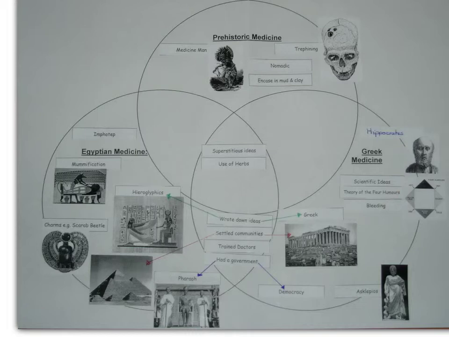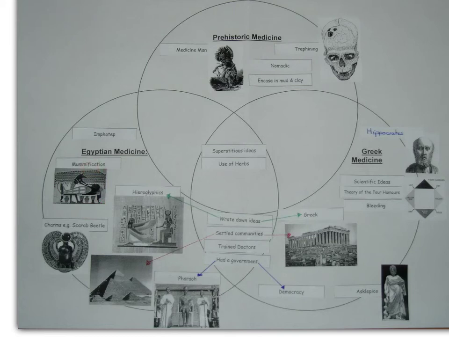Government applies to both Greek and Egyptian medicine, because both of these periods were when people settled in one place and became more organized, therefore requiring a government. The pharaohs led Egypt, and the Greeks developed different forms of democracy.